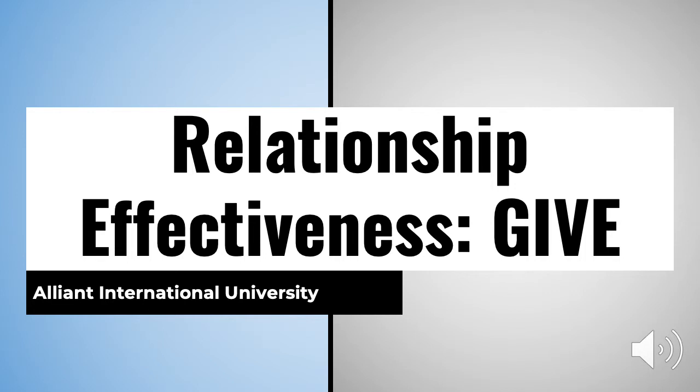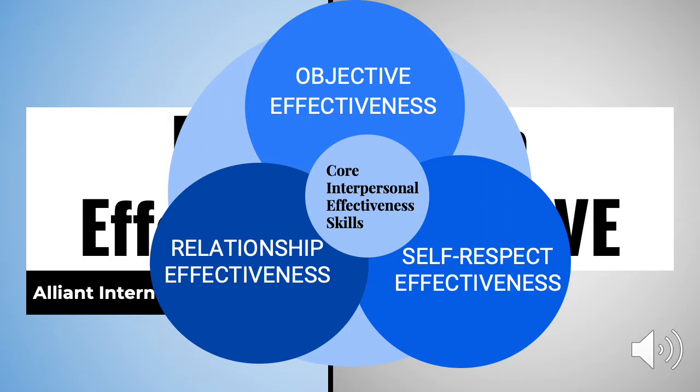I'm a clinical psychology graduate student at Alliant International University, and I will be discussing the skill for maintaining or improving relationship effectiveness, otherwise known as GIVE. And this skill comes from dialectical behavior therapy, or DBT, which was created by Marsha Linehan. Relationship effectiveness is one of the three core interpersonal effectiveness skills within DBT. And so the other skills are objective effectiveness and self respect effectiveness.